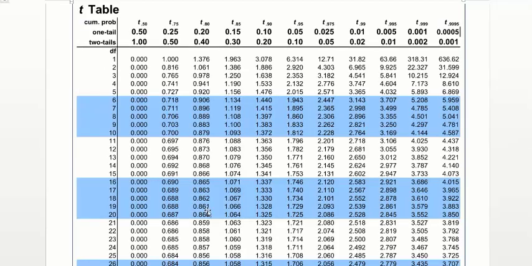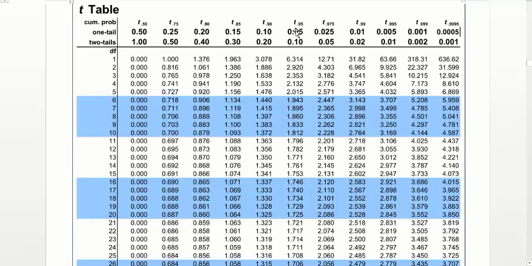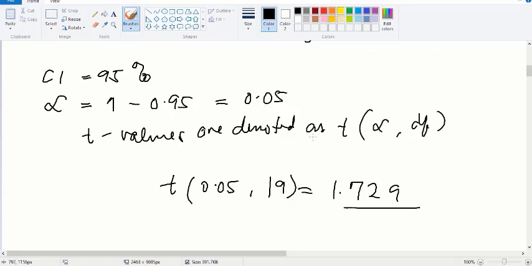So, I will go to the table. Don't worry yet about two tails or one tail. Let's look at one tail first. In the example, 0.05 is my alpha, and the degrees of freedom is 19. So you find 19 here, and then you find the intersection. This one: 1.729. So, that is your result.